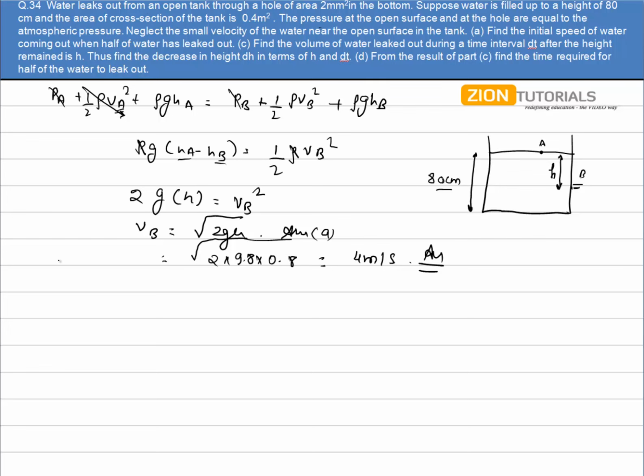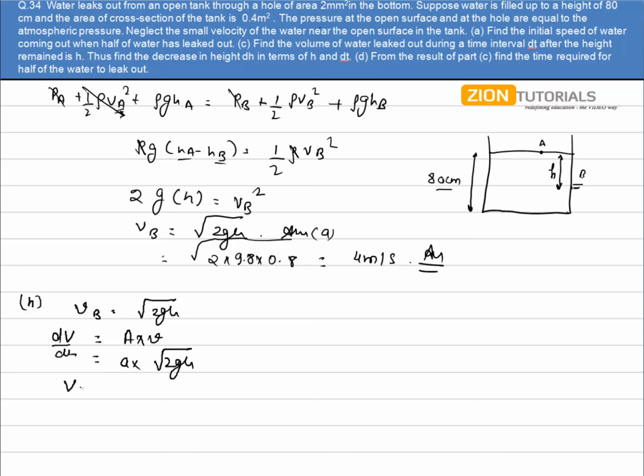In the second part, I have to calculate the volume of the water leaked out during a time interval dt after the height remained is h. So if the height remained is h, the velocity of efflux, that is the velocity at point B, is given by under root of 2gh, and we know that the volume flow rate is given by area into velocity. So the area of the orifice is, let's say, small a, and the velocity is under root of 2gh. So this is my volume flow rate, that is dV by dt.